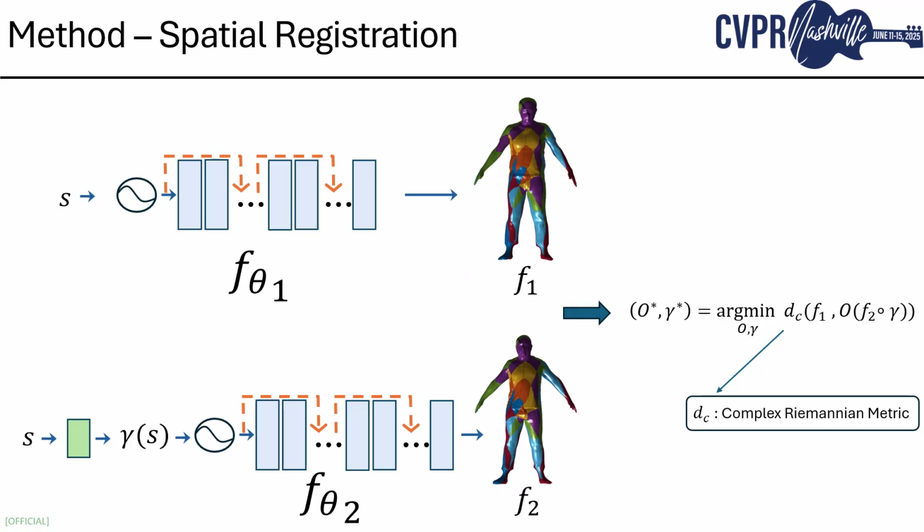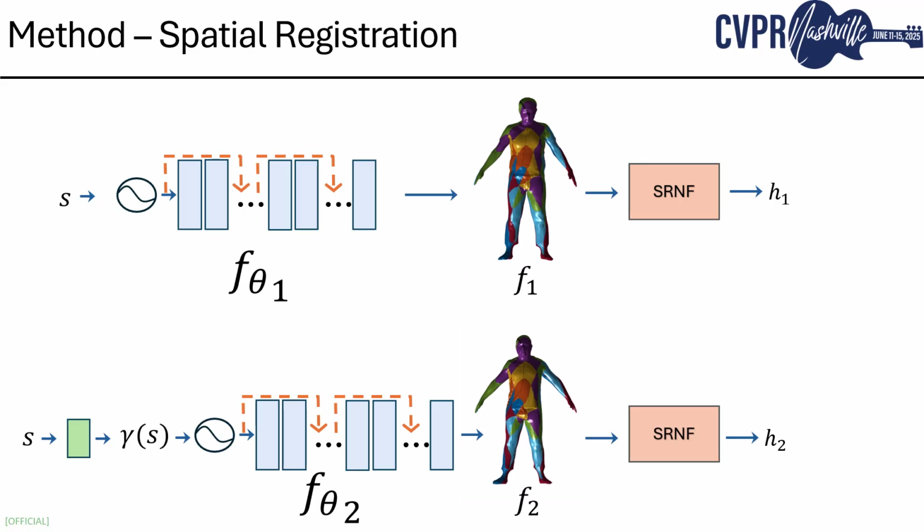Such a nonlinear metric is complex to work with. Thus, we map the surfaces to the space of square root normal fields. In this space, the elastic metric becomes an L2 metric.